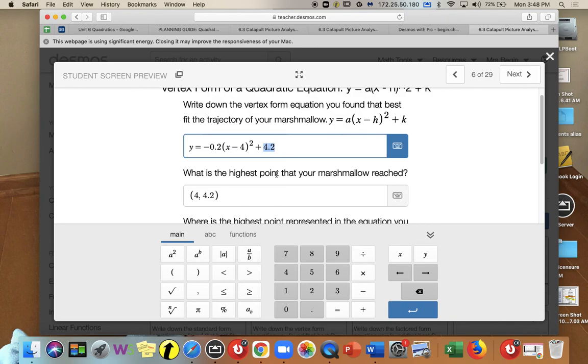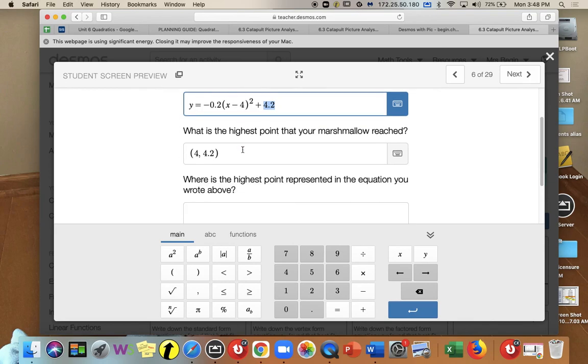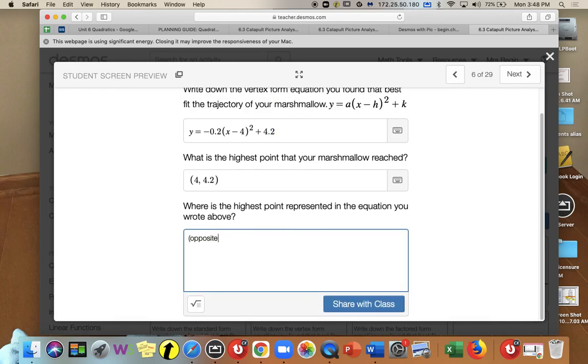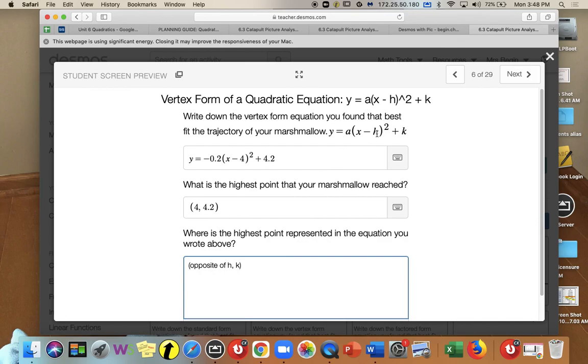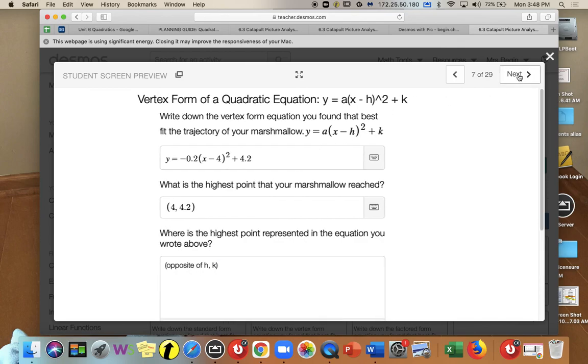So if you remember back in the functions unit in first semester, we talked about H and K. H is left and right. It's the opposite of what you think. So the opposite of negative 4 is 4. And then K is what you think. That's up and down. So we went up 4.2. So it's going to be the opposite of H, and then the K value will stay the same. That will be the vertex. So we've actually already studied how to find the vertex of a quadratic, looking at H and K.